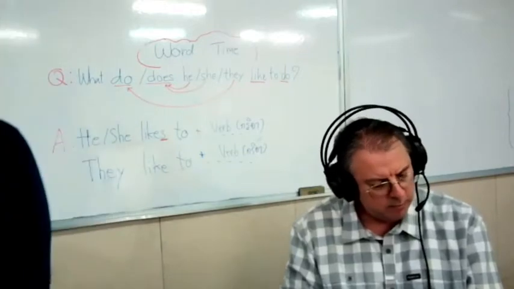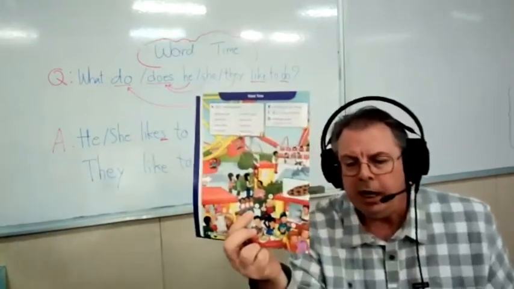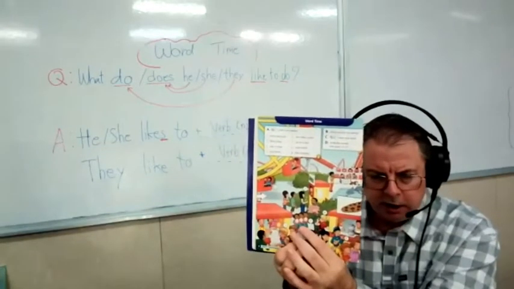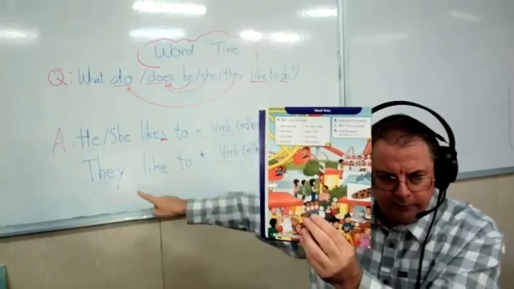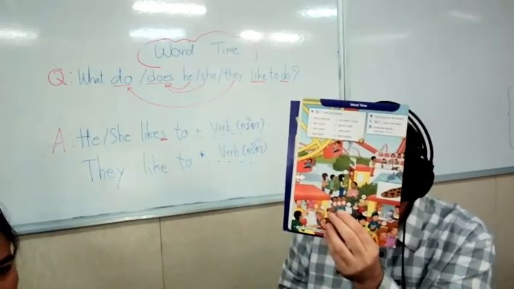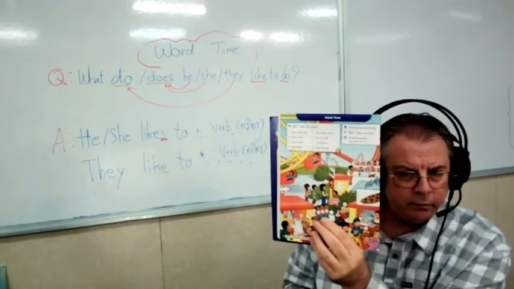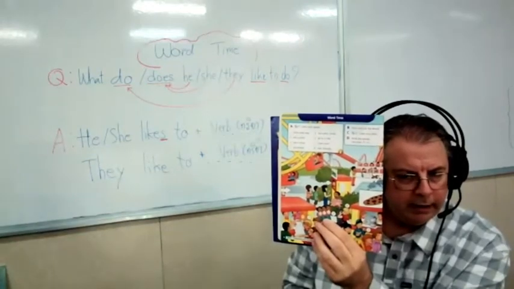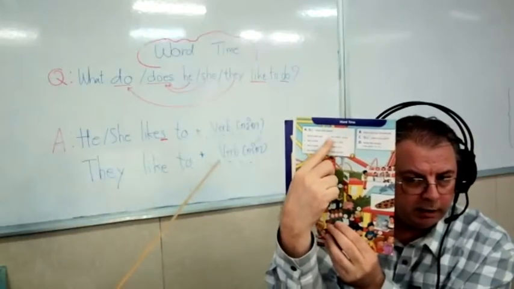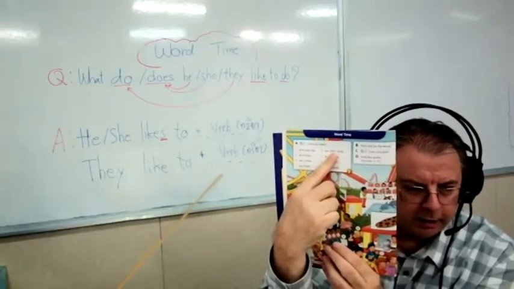Number two, look at the picture. Number two is right here. Oh, that's three girls I see. So three girls, I think we need to use the subject pronoun they. What do they like to do? Okay. You hear her? Yeah. They like. Number two. They like to eat cotton candy.